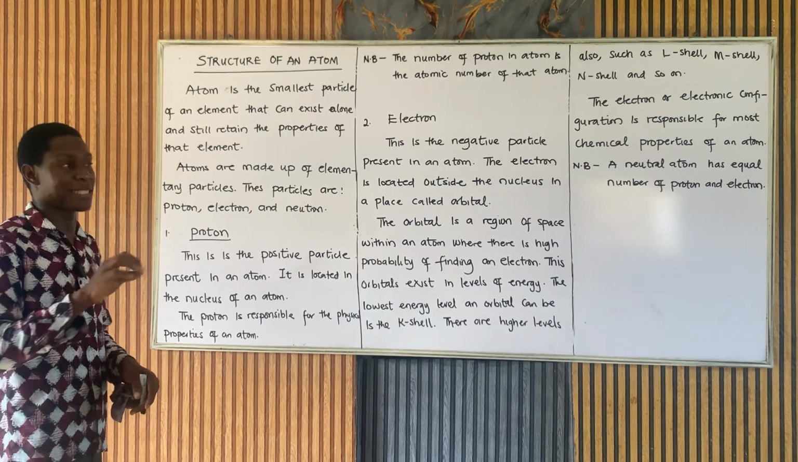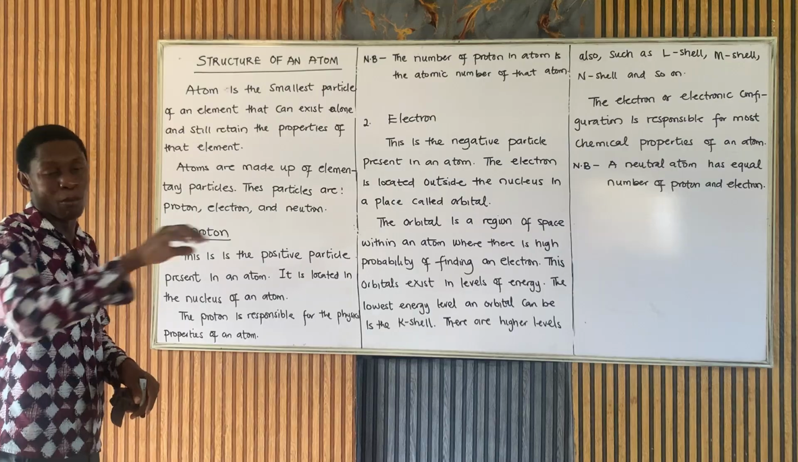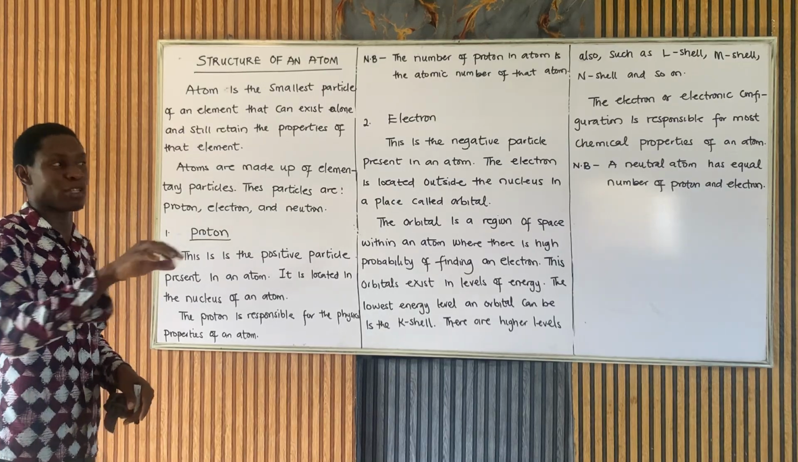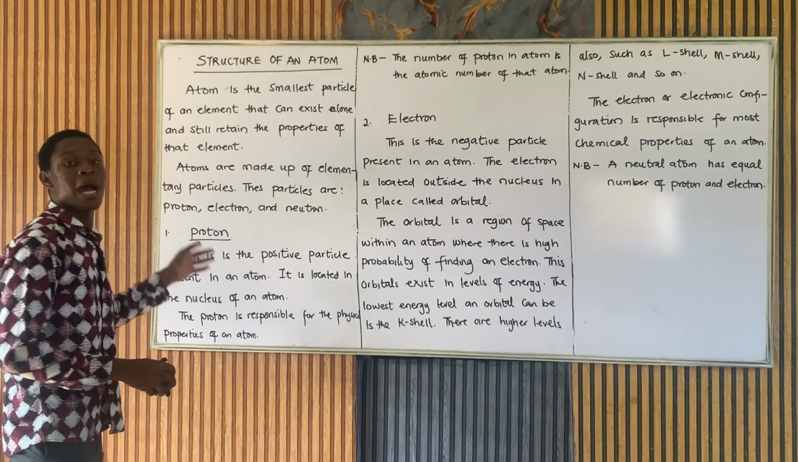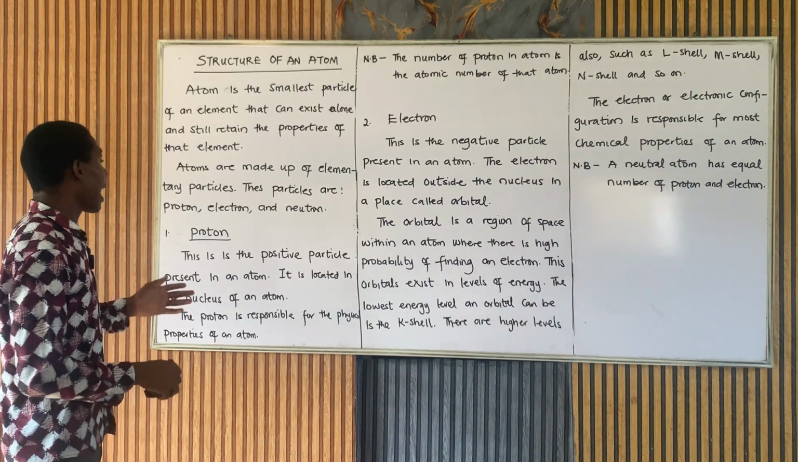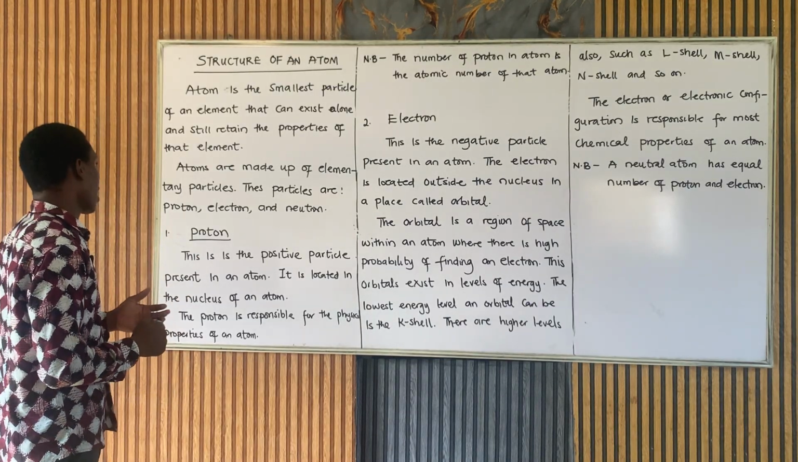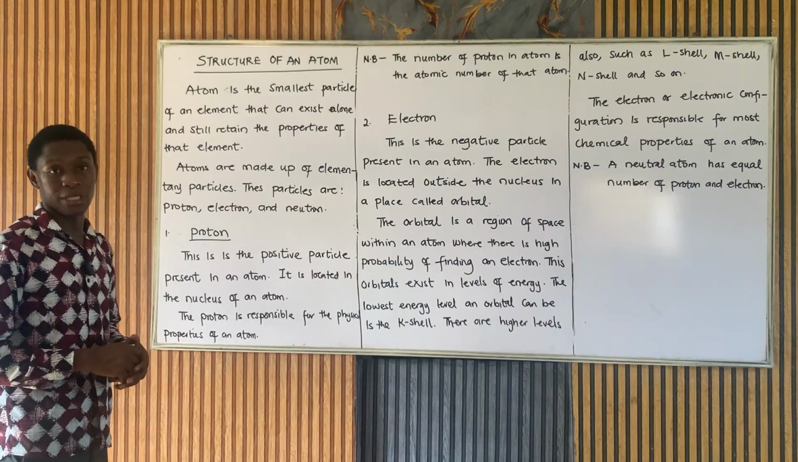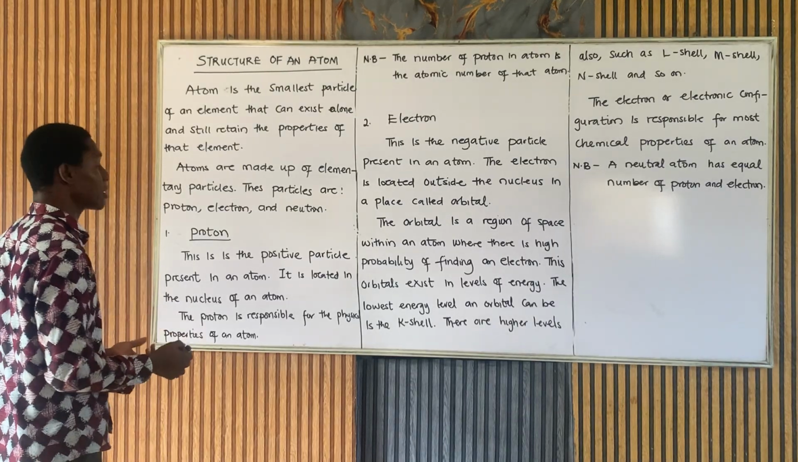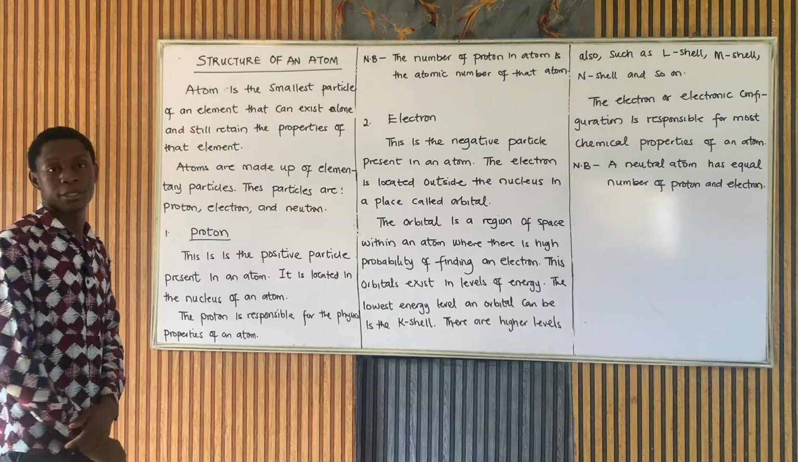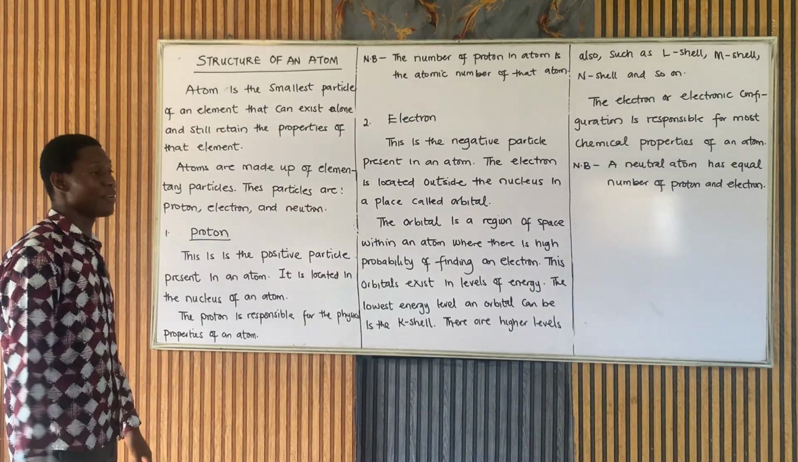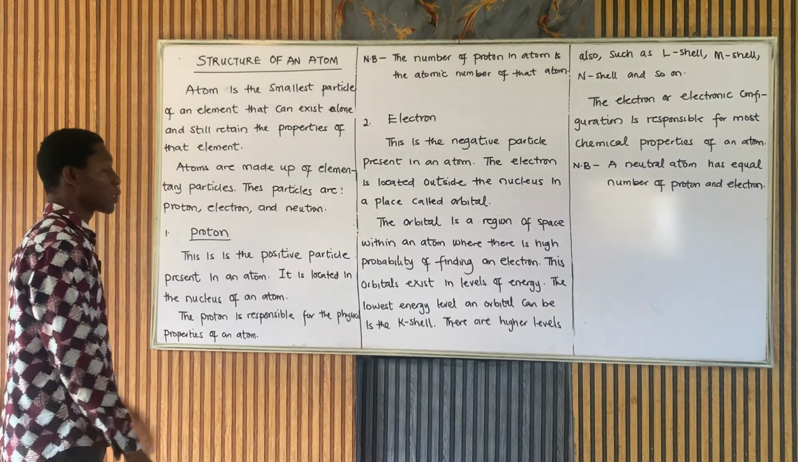That you can identify that, oh, this atom is the atom of hydrogen, and this atom is the atom of oxygen, and all that. You see, it's important to note that atoms are made up of elementary particles, and these particles are protons, electrons, and neutrons. Let's consider the very first one now, the proton.